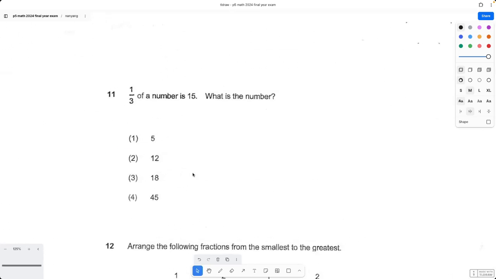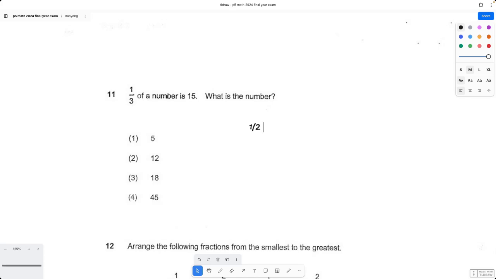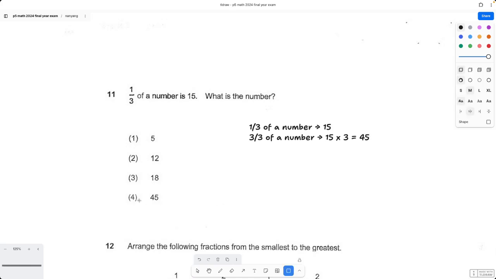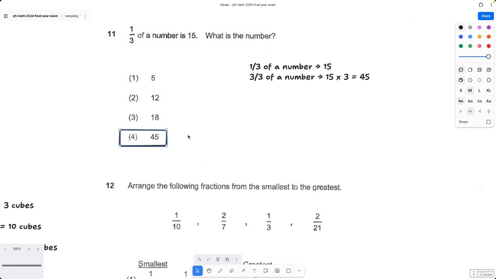Okay, let's move on to question 11. One third of a number is 45. What is the number? Okay, so this one, I think one third of a number is 15, right? Then 3 of a number is equal to 15 times 3 is equal to 45. So the answer is 4 over here. Okay, all right, let's move on to the next question.